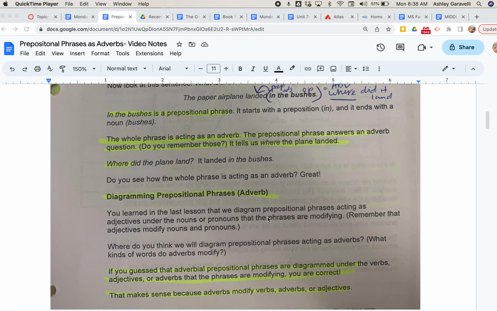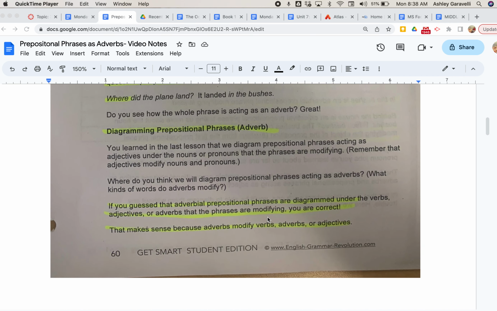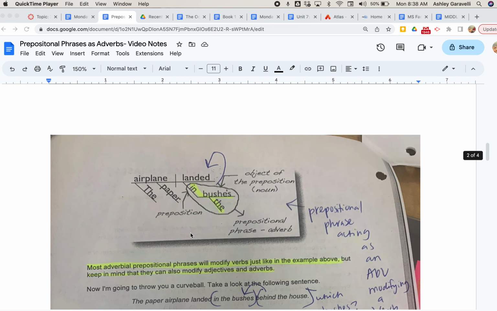I highlighted this and skipped down right here. It says, if you guess that adverbial prepositional phrases are diagrammed under the verbs, adjectives, or adverbs that the phrases are modifying, you are correct. That makes sense because adverbs modify verbs, adjectives, or other adverbs. So again, you know what an adverb is. It modifies a verb, an adjective, or another adverb. That's the exact same thing that a prepositional phrase would be doing if it was acting as an adverb. Okay, so turn the page.